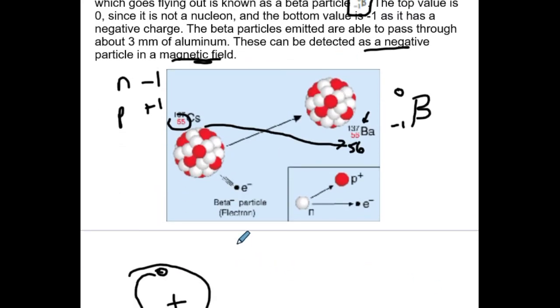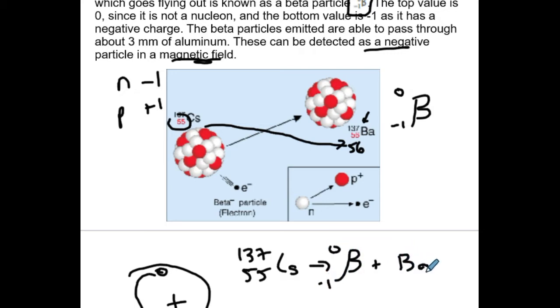What we have here is cesium 137, and what it's turned into then is a beta particle, which is a -1 and a 0, and then it's turned into barium 137, but now 56. And if you look at the top numbers, they still all add up to 137. 137 is 0 and 137. But cesium on the bottom, 55, is the same as 56 and a -1. Right? Because in order to go up by a proton, you had to kick out a negative electron. So that's known as beta decay.